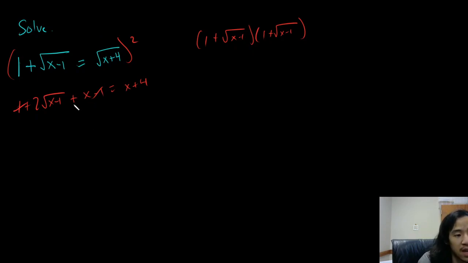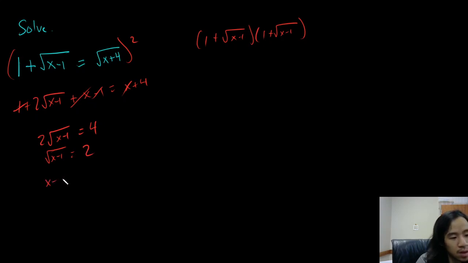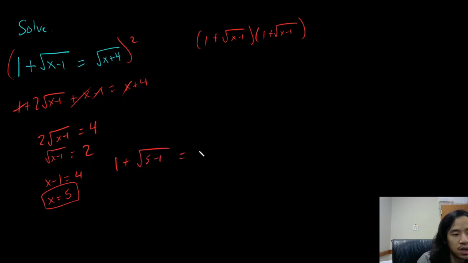I can subtract an x on both sides. So I'm just left with 2 root x minus 1 is equal to 4. If I divide by 2 on both sides, I get 2, and then square both sides. So x is equal to 5. And if you check your work, let's go ahead and do that. Why not? Get 5 minus 1 here, 5 plus 4. If you check your work, this should work out. So 1 plus the square root of 4, which is 2, is equal to the square root of 9, which equals 3. And this is true.